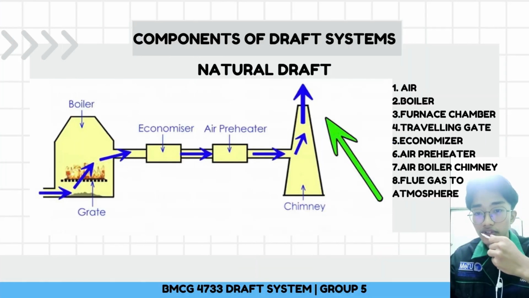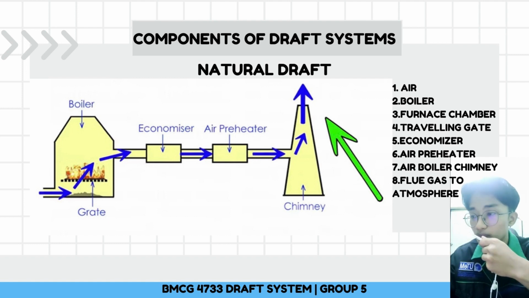Components of the draft system. A natural draft system relies on the buoyancy of the hot gases to create an upward flow without the need of mechanical assistance. The main components of a natural draft system include ambient air. The surrounding ambient air plays a crucial role in the natural draft process. As the heated gases rise, they create low pressure zones, and ambient air is drawn into the system to replace the rising gas.